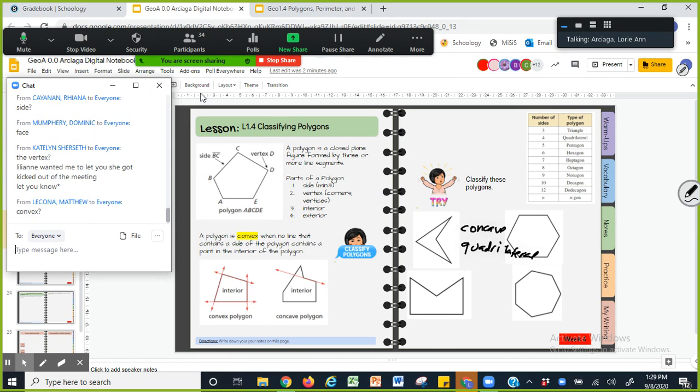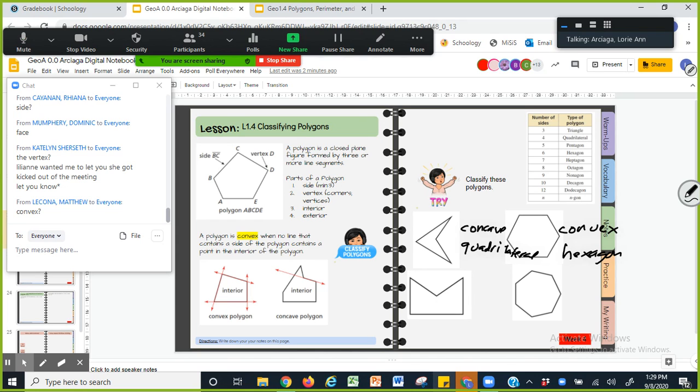Okay, Ben said it's convex. All right, so convex. And based on the number of sides, what is it? Hexagon. Perfect, because it has 6 sides. Yes, Matthew, it is convex. Thank you, Ben. Next, please.